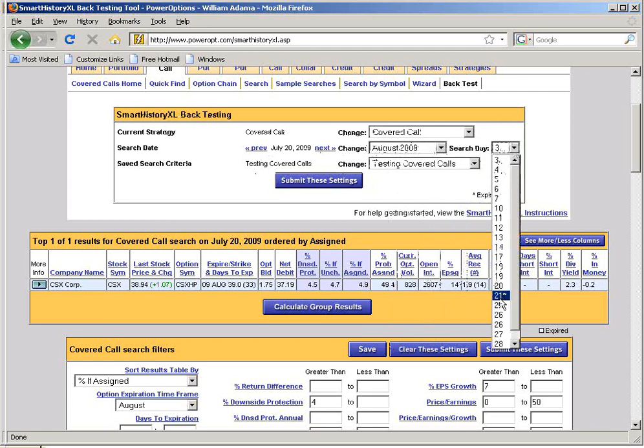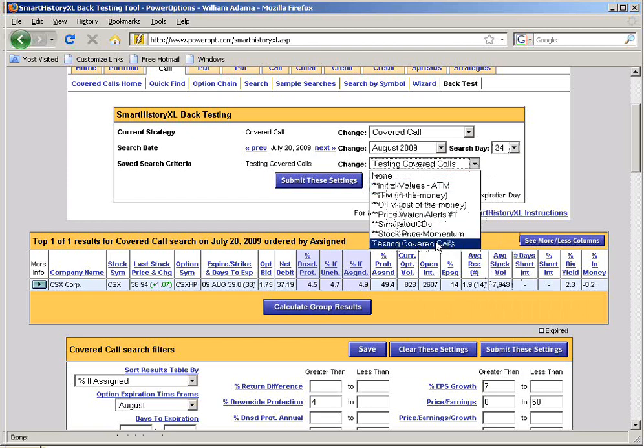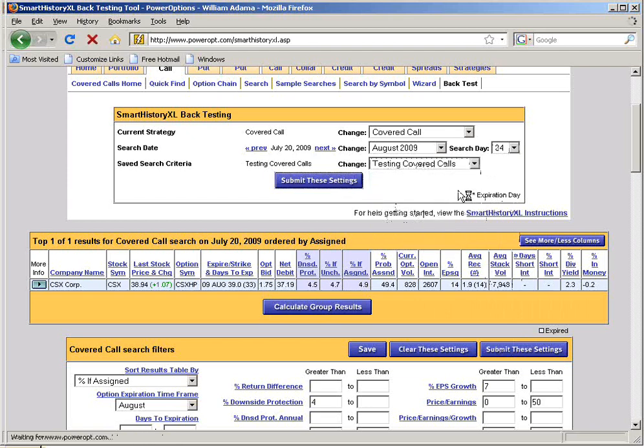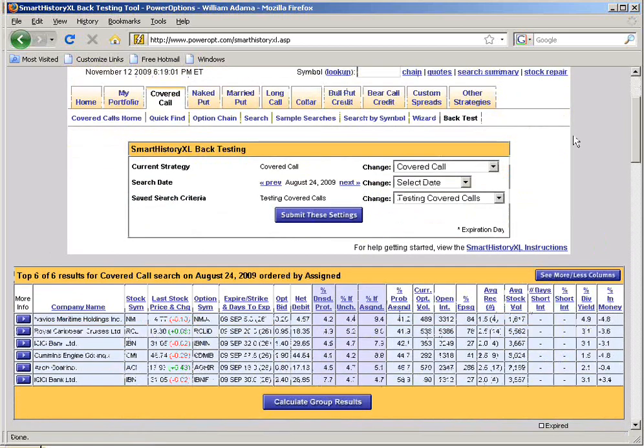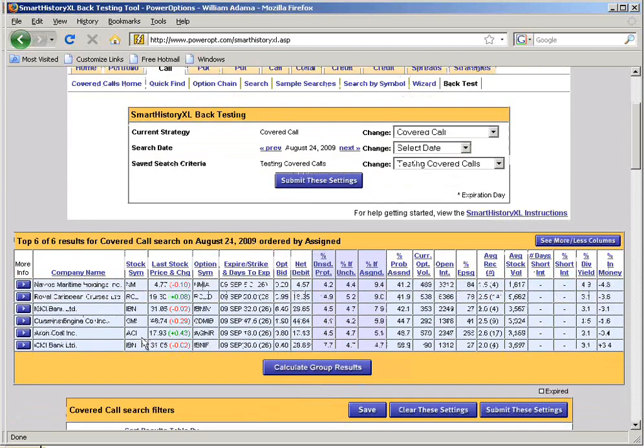Remember, August expiration was on the 21st. So let's say we just held this to expiration, let it get assigned, and then we ran this again on August 24th. Let's see. Okay, great. This is a much better sampling. We now have 6 results that would have matched our criteria. We have Navios Maritime, Royal Caribbean, ICICI Bank, Cummins Engine, CMI, Arch Coal, and there's another ICICI Bank.